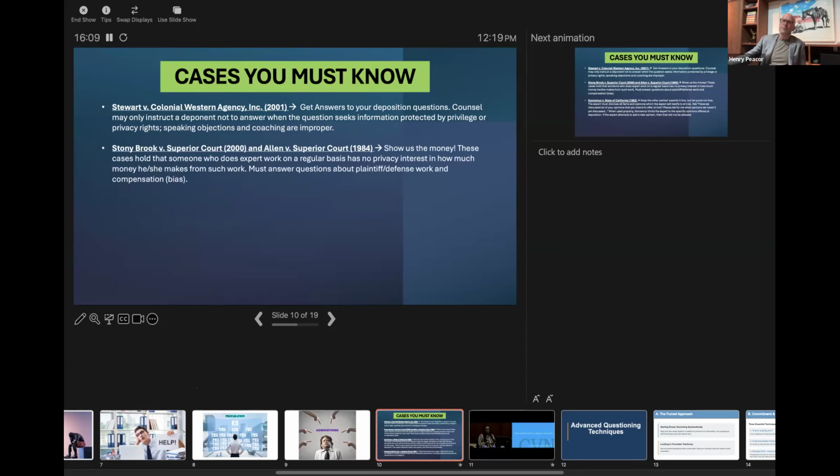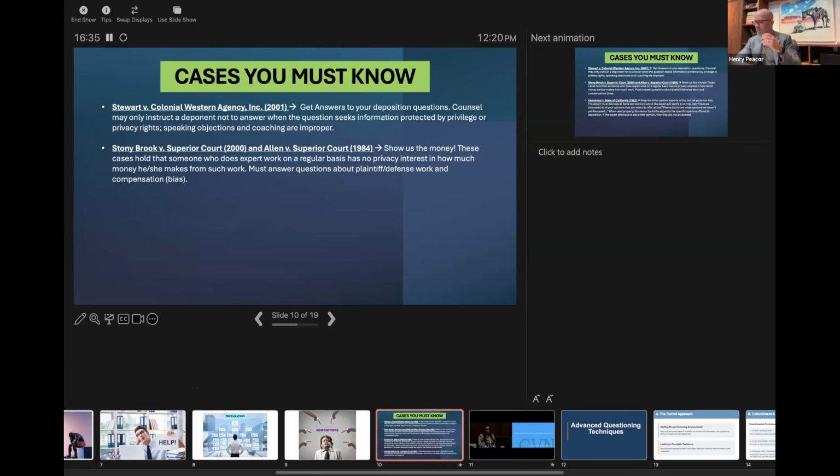The next case is Stony Brook versus Superior Court, Stony Brook and Allen. And really, this is about money and bias. So any expert witness must answer questions about their income, how often they testify plaintiff versus defense, how often they've worked for this specific attorney or their law firm. All that information is relevant to bias.